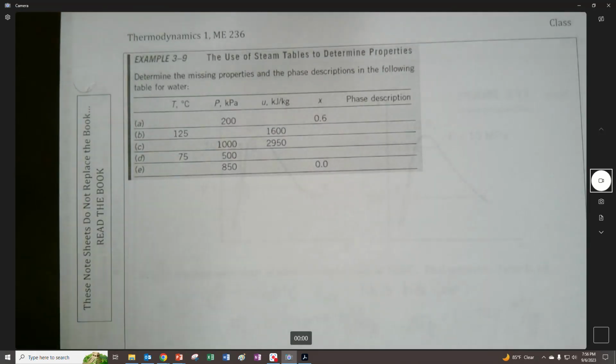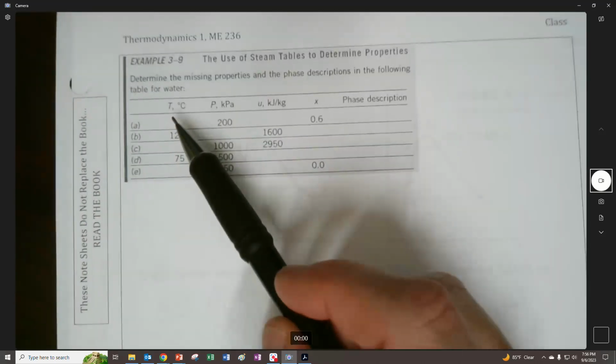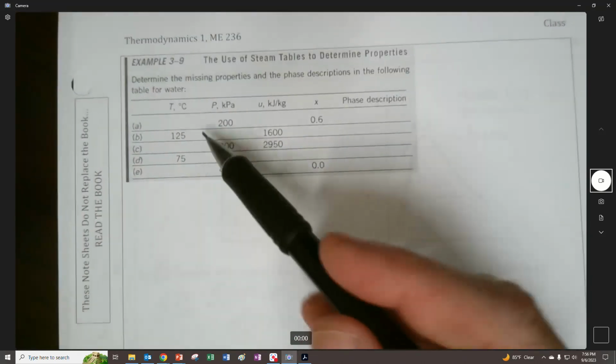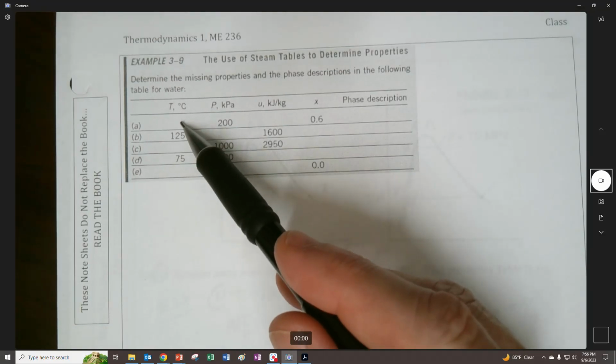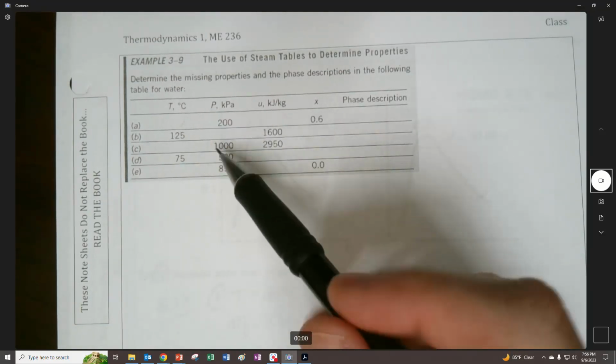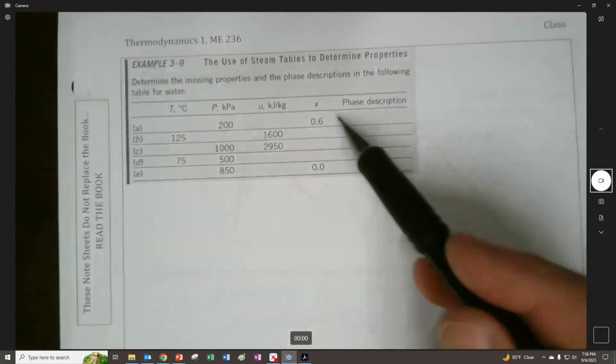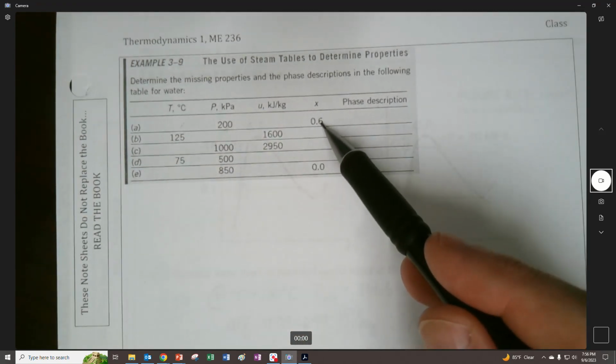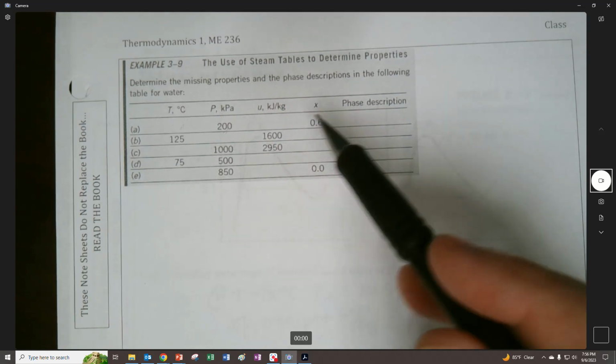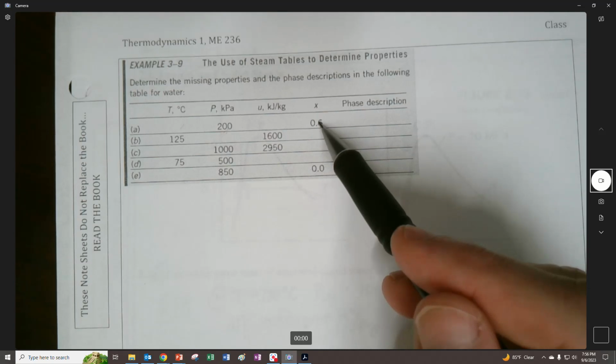Okay, that goes back over here. All right. So we have the use of the steam tables to determine properties. So we start out with all these empty blanks right in here. And so here's one where we're going to be given the pressure, and we're going to be given the quality. So we know it's going to be saturated because that's the only way that we have a quality.